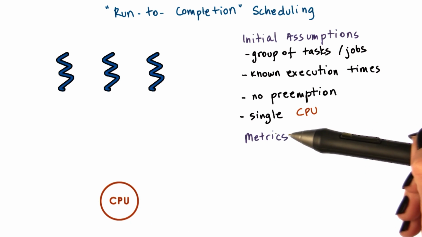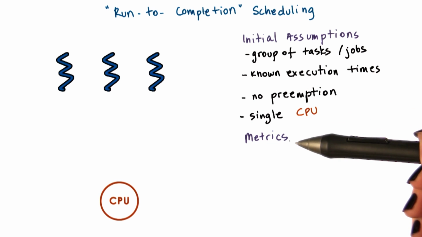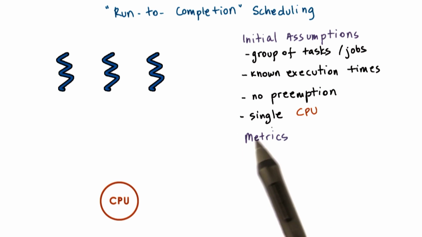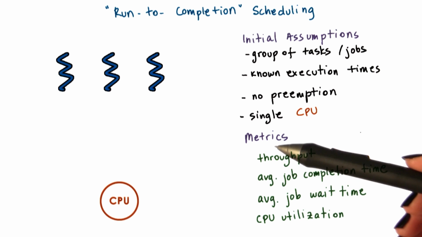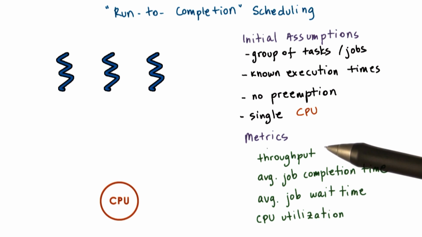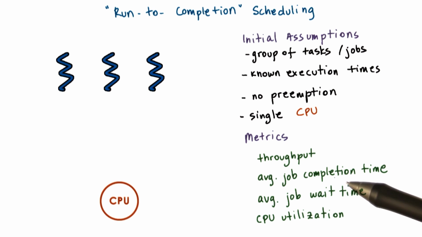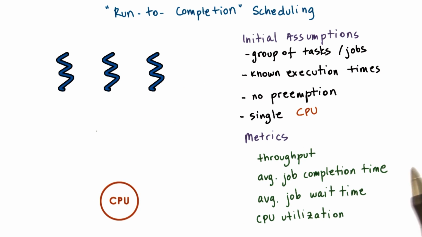Now, since we will be talking about different scheduling algorithms, it will be important for us to be able to compare them, so we'll want to think about some useful metrics. When it comes to comparing schedulers, some of the metrics that can give meaningful answers regarding those comparisons include throughput, the average time it took for tasks to complete, the average time the tasks spent waiting before they were scheduled, and overall CPU utilization.